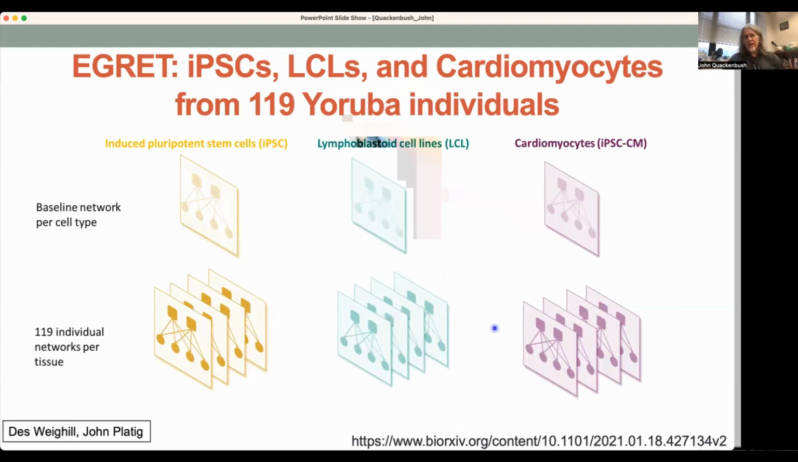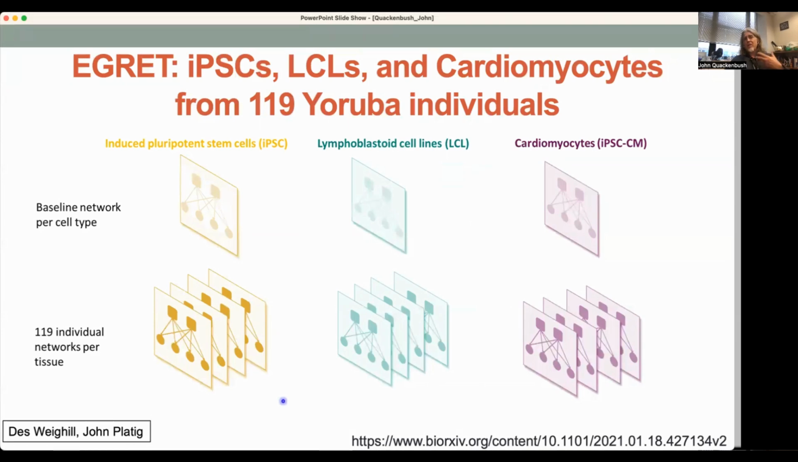But where we got really excited about this was an analysis of data generated on 119 Yoruba individuals who had all been genotyped. The Yoruba are a West African ethnic group, very ethnically diverse, genetically diverse. And from those individuals, they created blood and created lymphoblast cell lines. They then created from those lymphoblasts induced pluripotent stem cells and differentiated some of those to form cardiomyocytes. And they collected expression data on each one of these samples. So we have 119 genotyped individuals, 357 gene expression profiles representing 3 different tissue types.